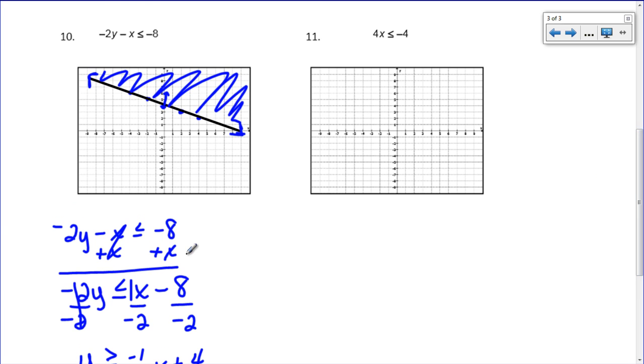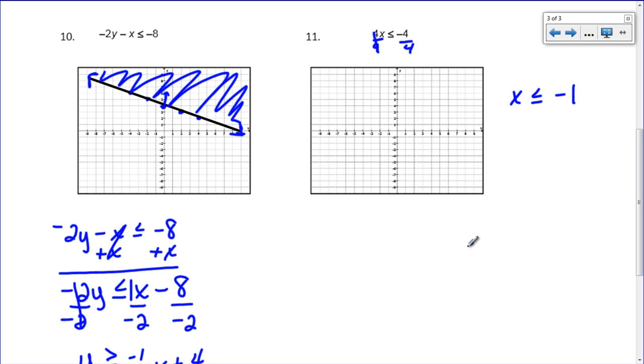like when graphed. So number 11, I've said over and over, you got to get y by itself. Well, number 11 doesn't even have a y. It just says 4x is less than or equal to -4. Well, okay, we're going to get the variable by itself. We want x alone, so we're going to divide by 4. And it's positive, so I don't have to flip the symbol. It stays less than or equal to, and -4 divided by 4 is -1.